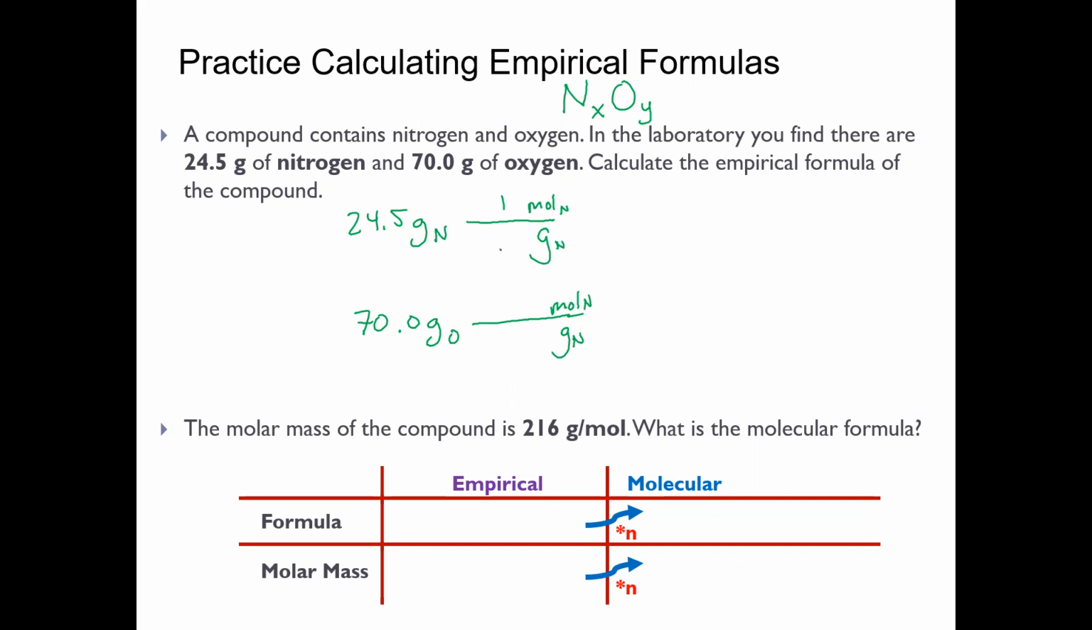This is the molar mass, but flipped upside down. So we can look this up off the periodic table. 1 mole of nitrogen weighs 14.01 grams. 1 mole of oxygen weighs 16.0 grams. And so we can get these numbers.